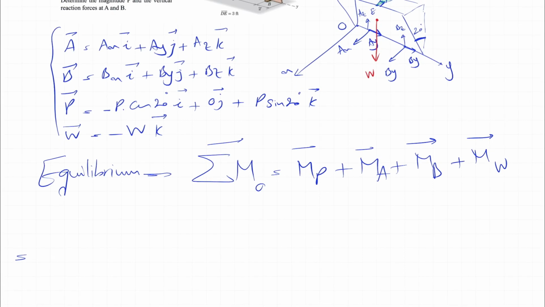Let's find the moment of P as the first component. So we have our matrix. For finding the moment of P, we have R cross P, R cross F, where our F in here is P, and our R would be from O to point E, so we'll have ROE cross P.